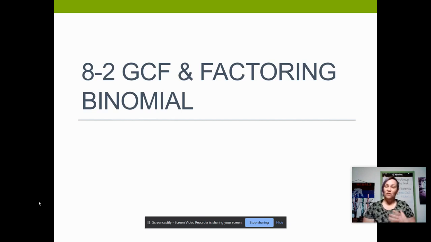We're going to start off a little bit slow, make sure that you feel really confident about the vocabulary and about making sure to find a greatest common factor or a GCF, and then we'll work our way up into the more difficult problems. In this video today, we're going to be focusing a lot on vocabulary.